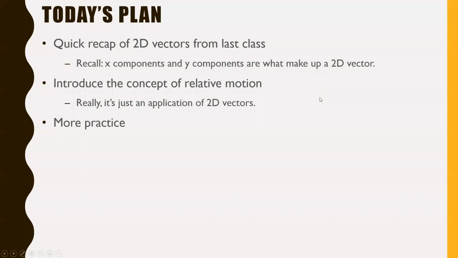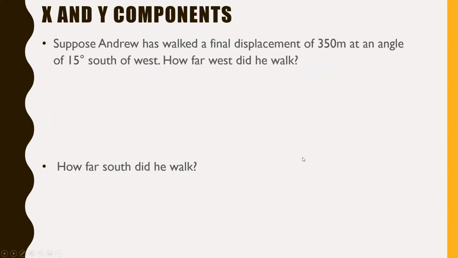Here we go. So today's plan: a quick recap of 2D vectors from last class. Just recall that 2D vectors are made up of X components and Y components. X components, of course, are left and right, or east and west, depending on perspective. And Y components are up or down, or in other words, north or south. Today, we're going to introduce the concept of relative motion. This is motion relative to things that are moving. Really, it's just an application of 2D vectors. When you see it, you'll go, oh, yeah, that's just what we've already been doing in a way. And then, of course, more practice time today. Anyway, let's get going. Start with some recap.